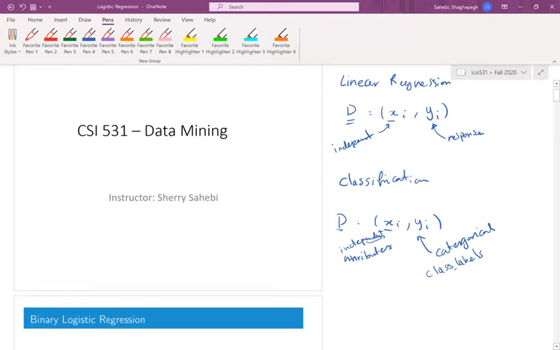xi's, we assume for now that xi's are numeric. So we have d-dimensional xi's. So they belong to R to the d. Now, the yi's, we said that they are categorical, right? And they are class labels. What can we give as an example of such a task, where you are given some numeric attributes and you are expected to predict some class label or a categorical label for your data with numerical attributes?